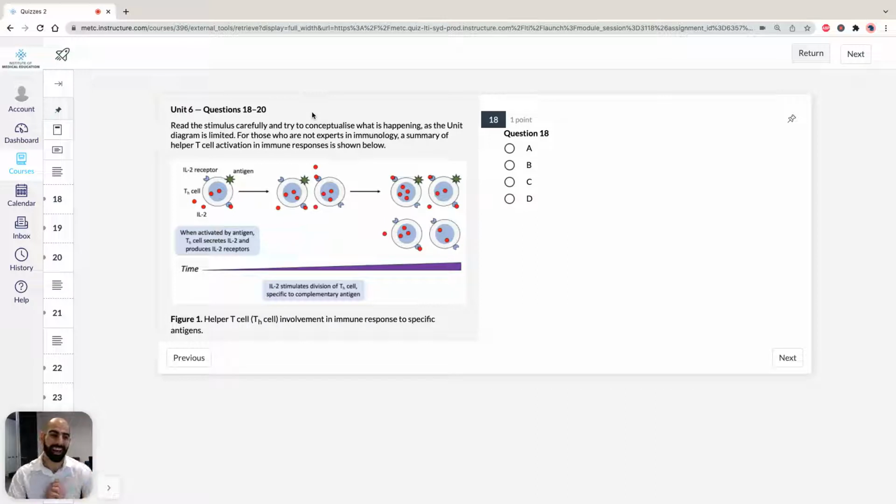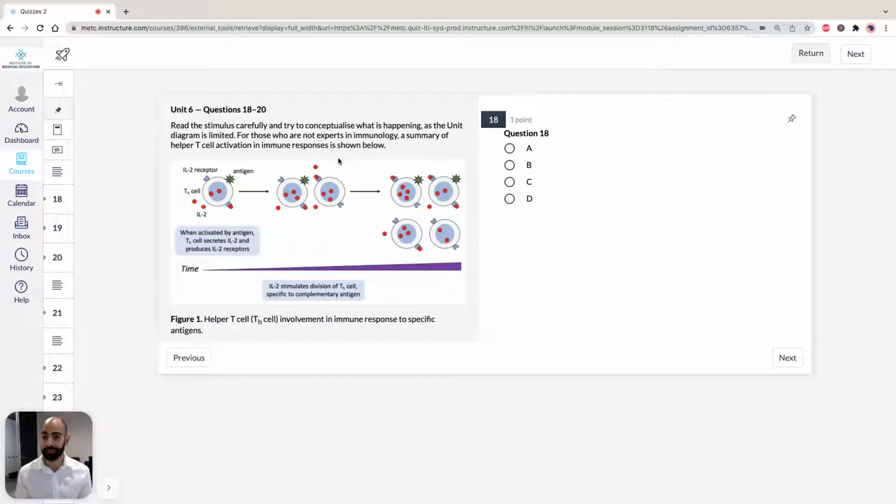So in this unit, ACER was being a bit funny. They did it on purpose. The figure they give you is useless because it doesn't actually tell you what's happening, which is why I gave a nice summary here of the helper T cell activation and immune response. Whereas in the unit figure that ACER provides, it's just showing you the helper T cell at rest. It's got its IL-2 receptor and the IL-2 molecules that can bind to the receptor.